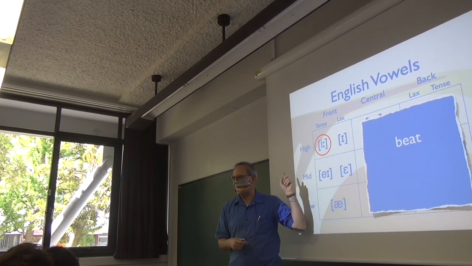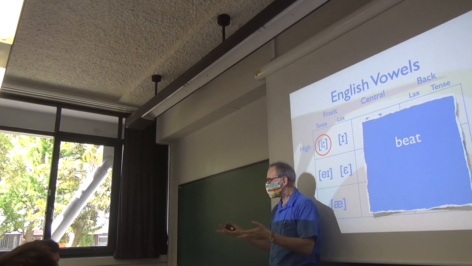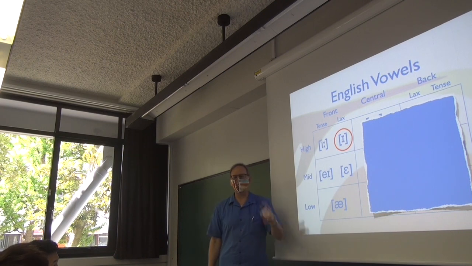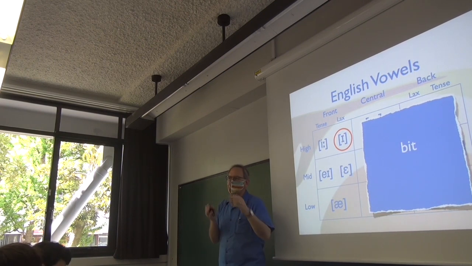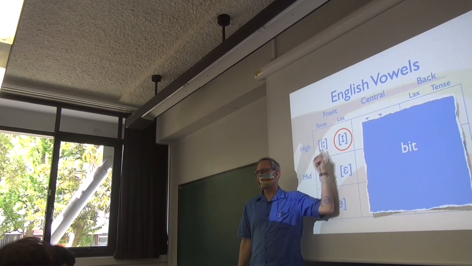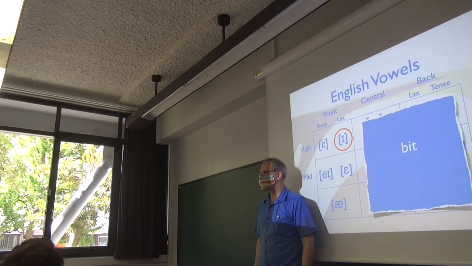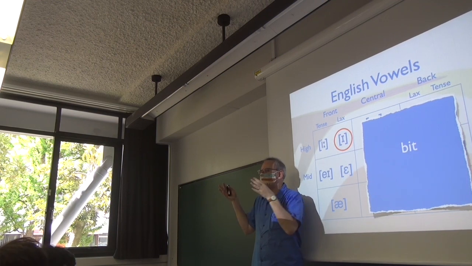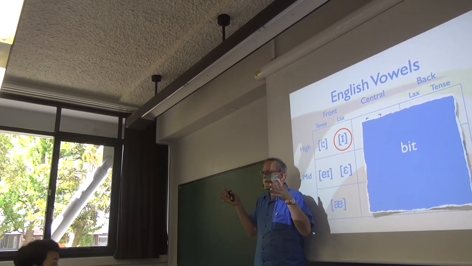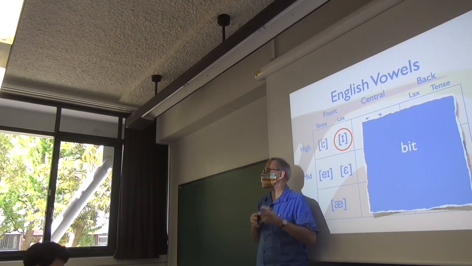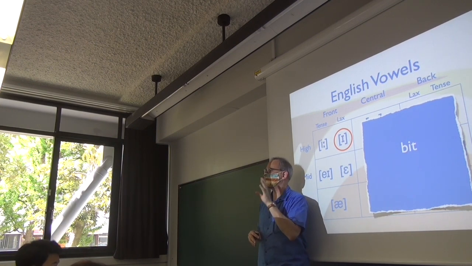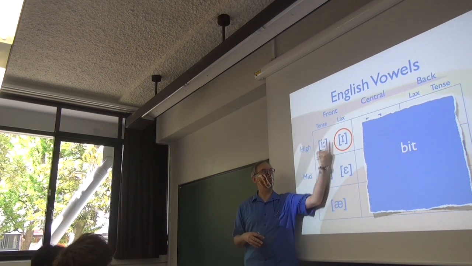So E, beat. E, beat. That's the idea, exactly. And then if we move to the lax vowel, I, bit. Beat, bit. Right. So beat is longer and tense. Bit is shorter and lax. So there really are two properties that are different between these vowels.